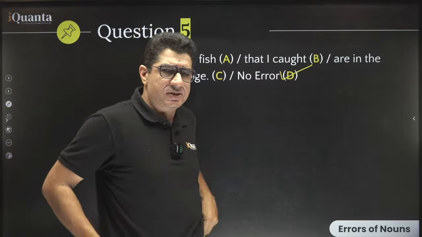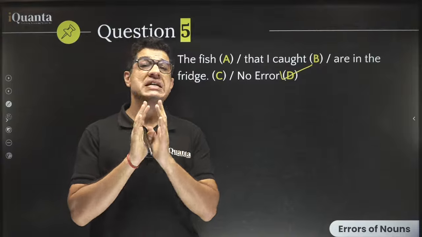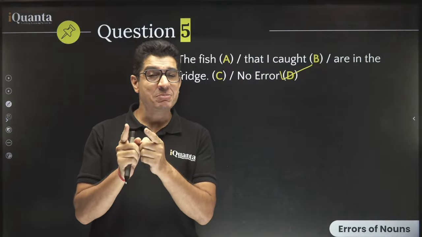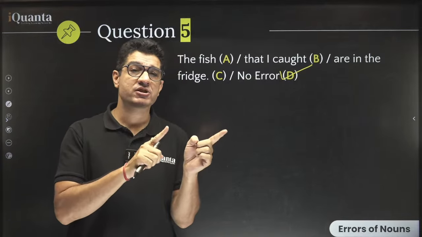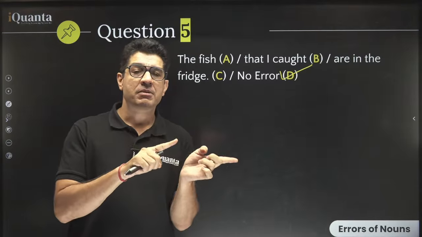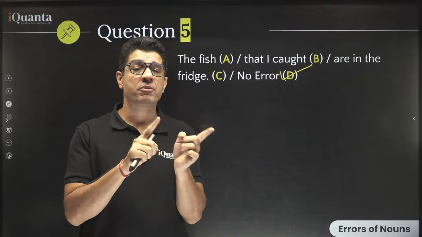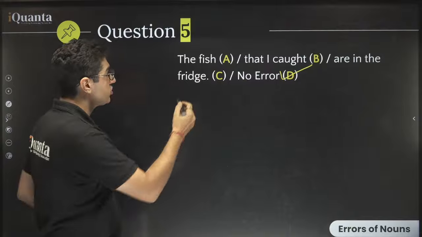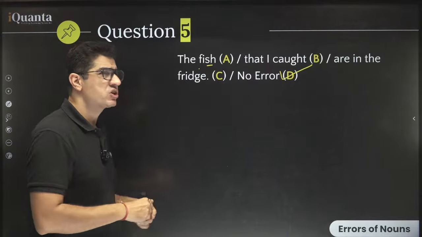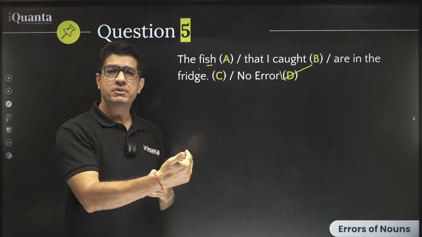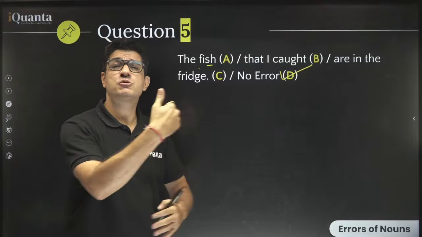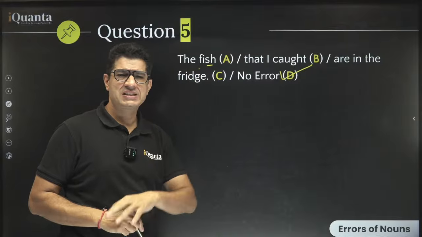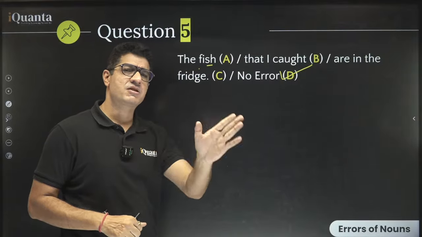Now you notice that there are some countable nouns that happen to have the same form in singular as well as plural. Fish is one of those nouns. Remember fish, deer, sheep, innings, series, species, aircraft, spacecraft. Same noun, same form in singular and plural both.